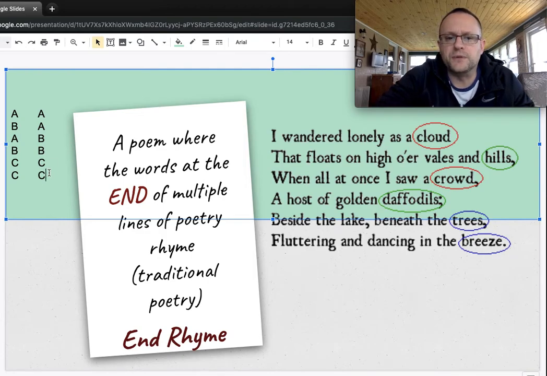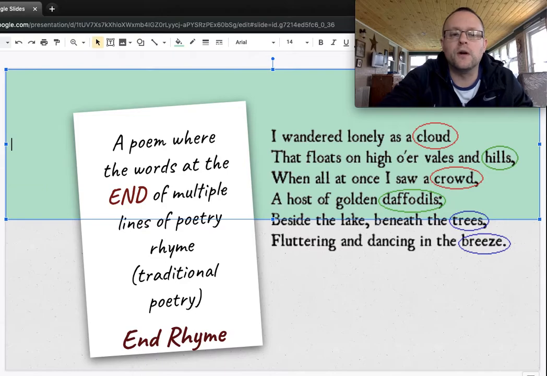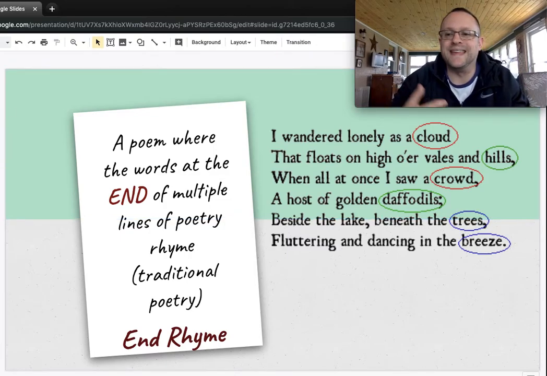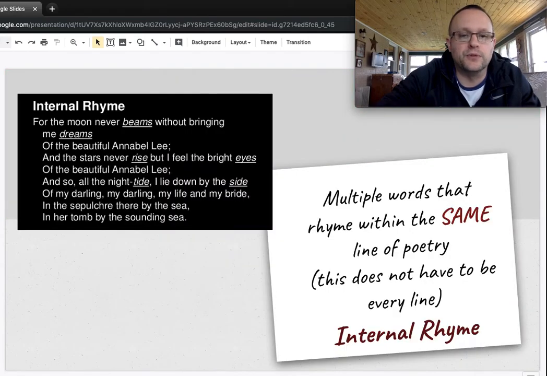Rhyme scheme is very similar to meter, where it's basically a pattern that would be going on. So in this case, as I said, A B A B C C. But end rhyme literally just means that it's going to be words that are going to be rhyming at the end of multiple lines of poetry.